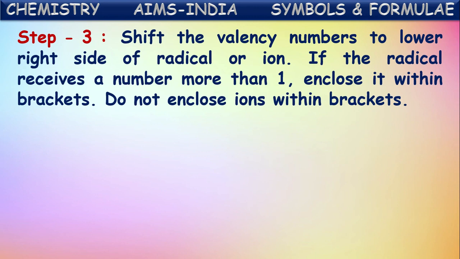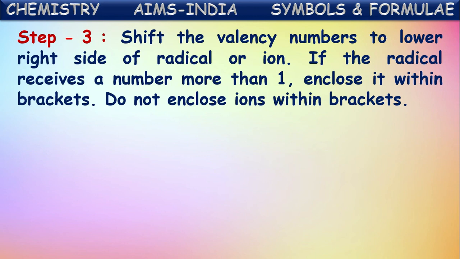If the radical receives a number more than 1, radical means the ion formed by more than one atom, we have learned already. So if a radical receives a number more than 1, then we have to enclose this radical with a bracket before writing that number. If it is an ion, there is no need to enclose it with brackets. These are the three steps which we have to follow while writing the chemical formula of a substance.